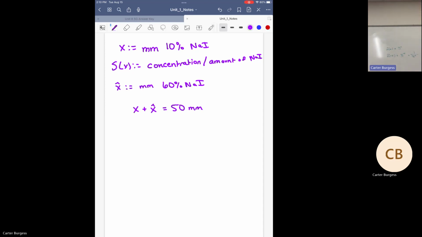This problem actually lends itself very nicely to systems of equations. Unfortunately, you're being asked about a single variable equation that we were trying to model. So let's eliminate one of these variables. The way we're going to do that is we're going to take our second variable, the amount of 60%, and write it in terms of x. Subtracting x from both sides, the amount of 60% is just 50 minus however much 10% we use. If I use 10 milliliters of the 10%, then I should have 40 left over for the 60%.